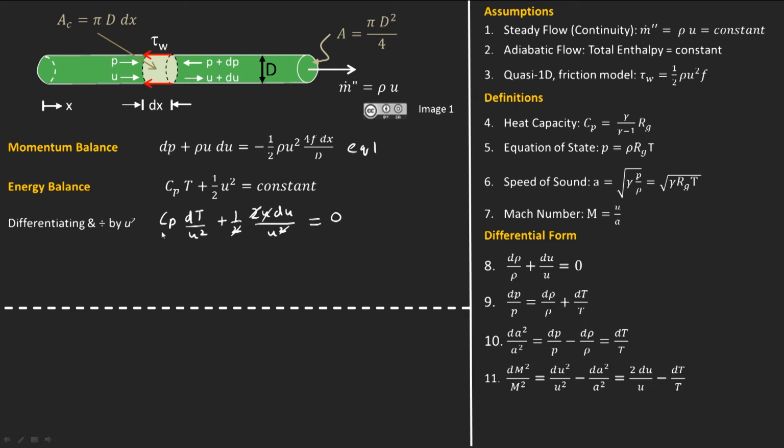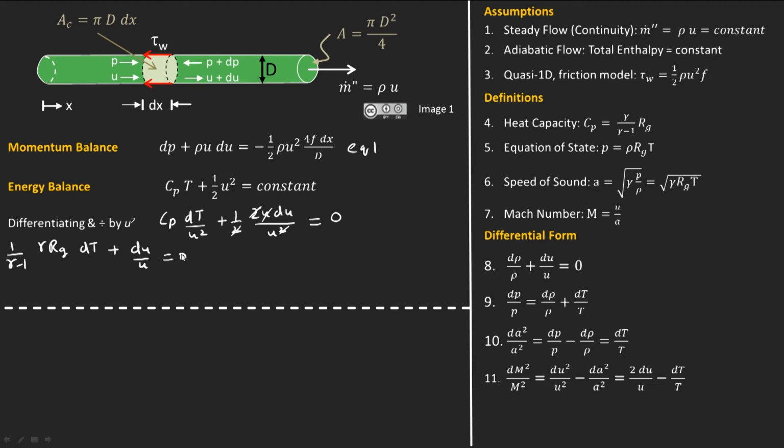I'm next going to use the definition of Cp, which is gamma over gamma minus 1 times R, and write this as 1 over gamma minus 1 multiplied by gamma times Rg. There's a reason why I'm splitting up the Cp this way, and you'll see why soon, times dT here, plus the remaining terms from here, which is du over u equals 0.